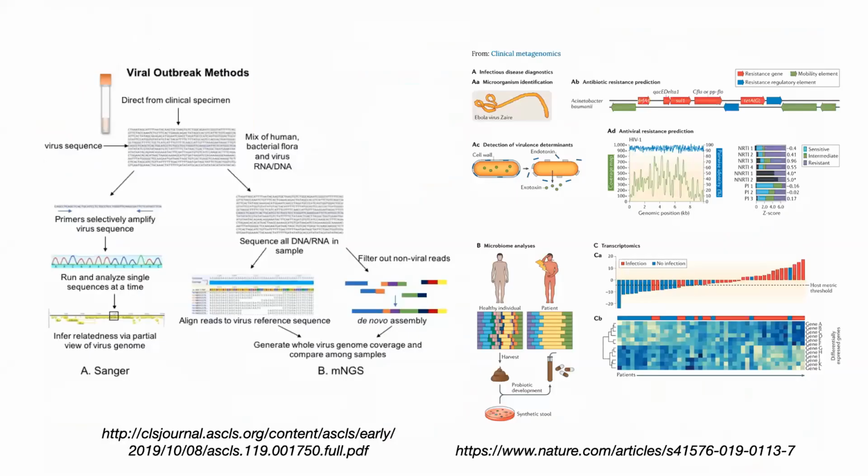In an outbreak, when there's a viral outbreak, typically you take a clinical specimen, which is directly from the host, from the patient, and that typically includes a variety of different organisms. And you have two different approaches. One approach is to prepare primers that selectively amplify a virus sequence, right? Again, if we're looking for the coronavirus, we can create a primer specifically for the coronavirus. Or if we're looking for a flu, we can again do the same thing. We can then run and analyze individual sequences and see how they are related to the viral genome.